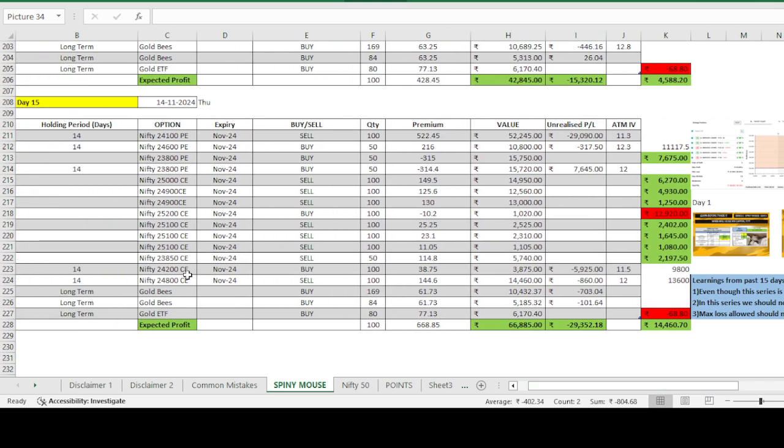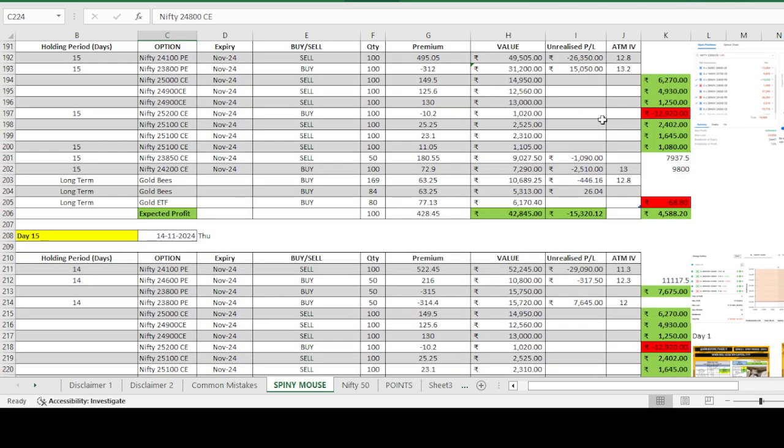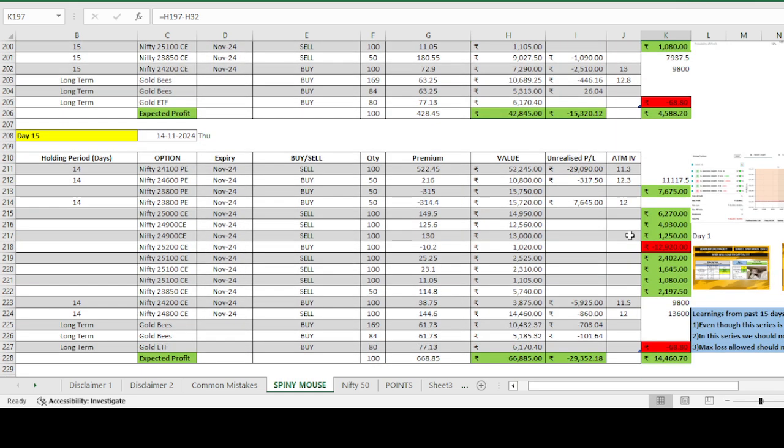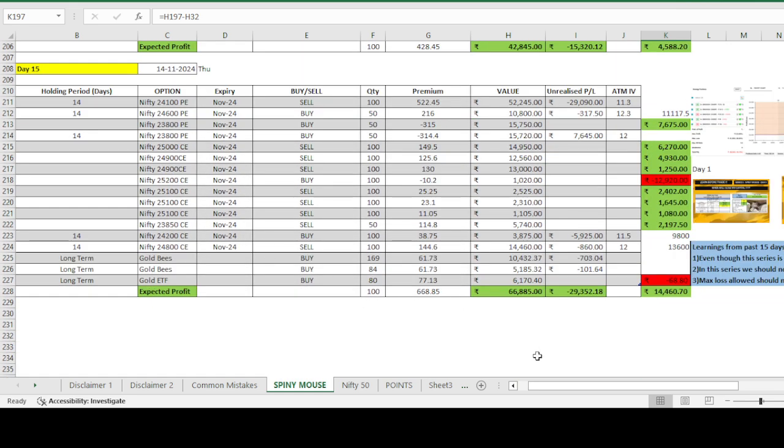So what I did here, I bought 24,200 and sold 23,800. So I brought the position closer, because earlier we were holding the upper position for very long, since it is not going to reach that point, so it's a waste of time to hold that at the upper end. So I brought it closer, so that we can minimize the risk.